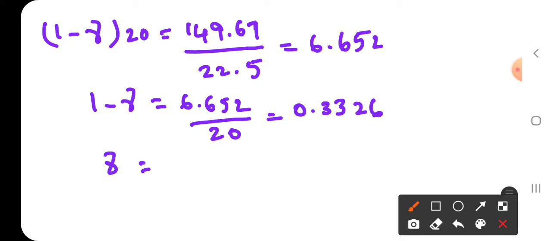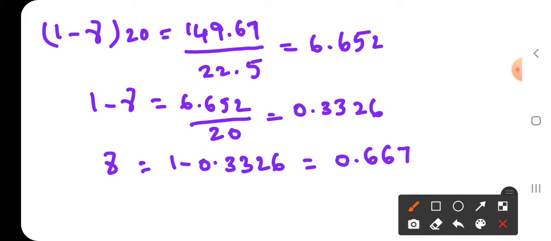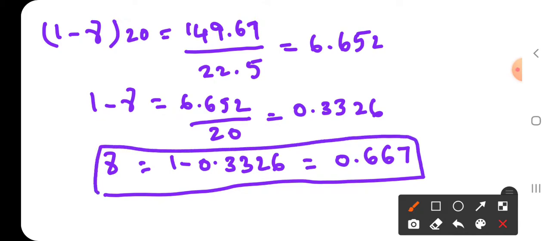Then gamma is equal to 1 minus 0.3326, which is given by 0.667. Yeah, this is the duty ratio to get the speed of 1000 rpm, and braking torque is equal to 1.5 times the rated torque. Okay, what is the second one?